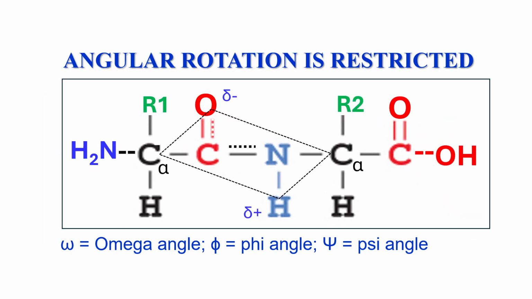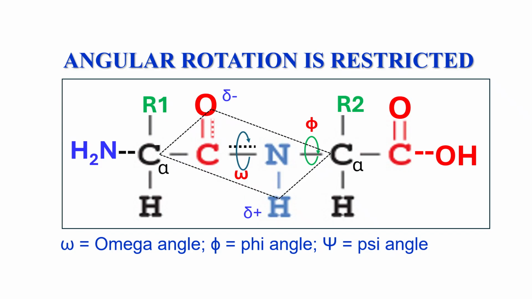So you have seen that the peptide bond has partial double bond character, and as a result, it does not allow free rotation, and therefore the angular rotation around the peptide bond is restricted. This angle is known as omega angle. However, the plane of the peptide bond has freedom of rotation around the single bond between the amide nitrogen and alpha carbon atom. This angle is known as phi angle.